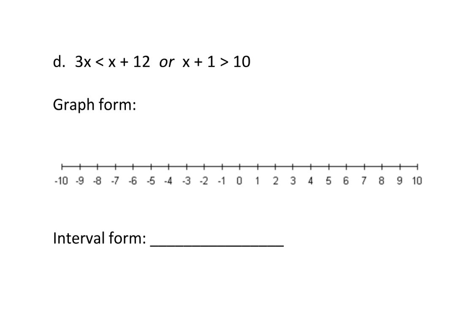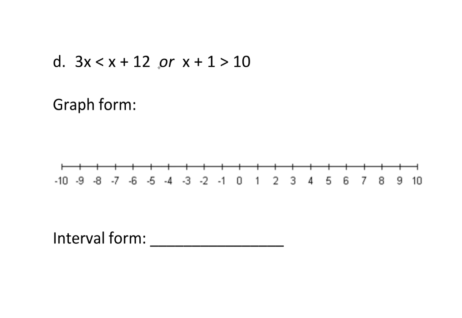All right, let's look at this one. We have 3x is less than x plus 12, or x plus 1 is greater than 10. Before we can graph anything, we need to solve the inequalities. In this first inequality, I want to isolate the variable. So first I need to get both x's on the same side.